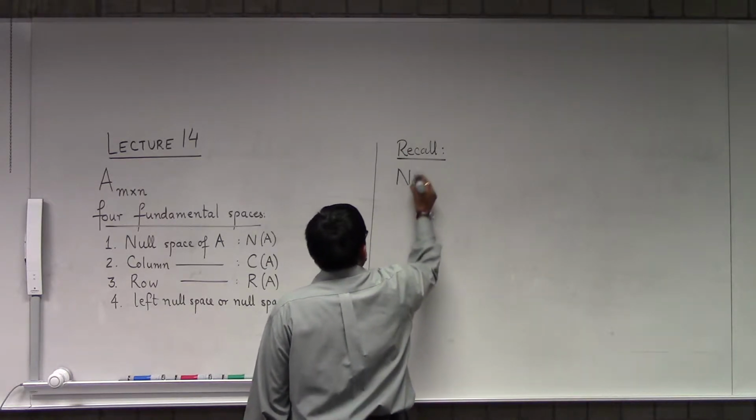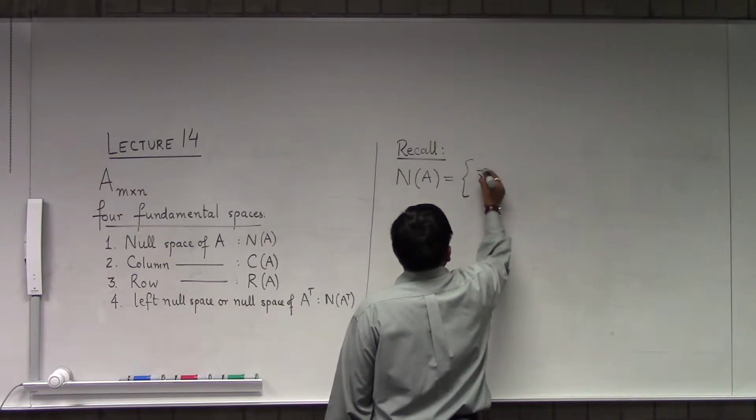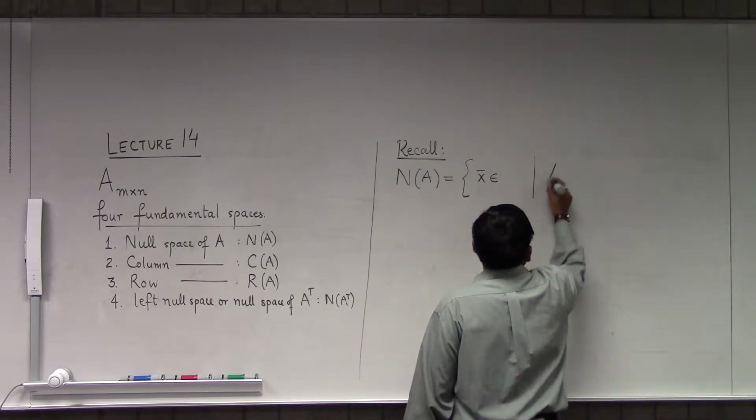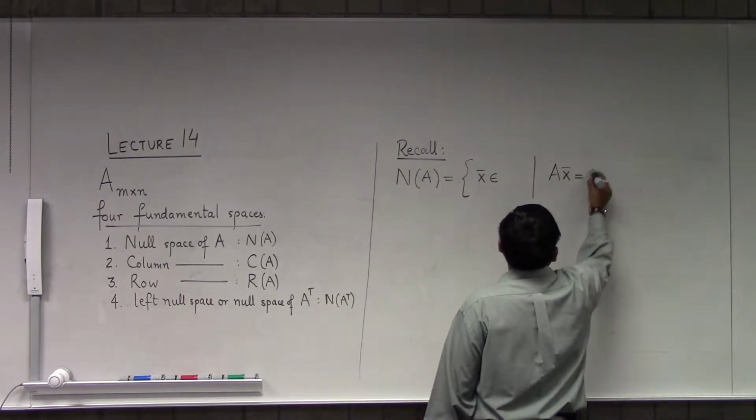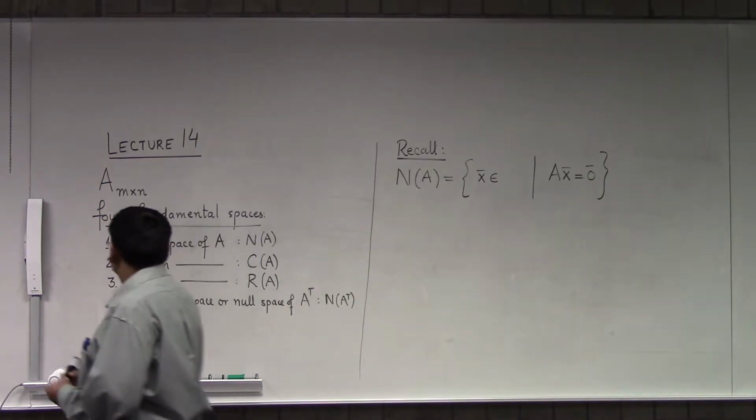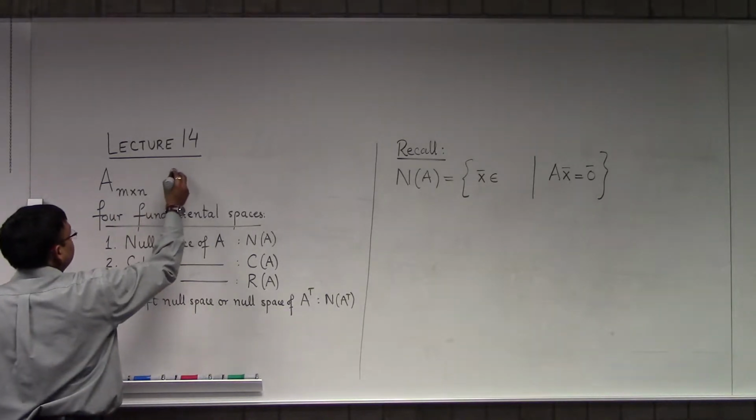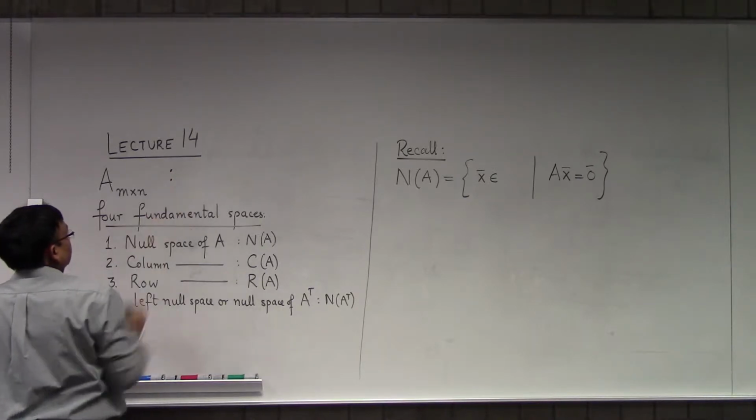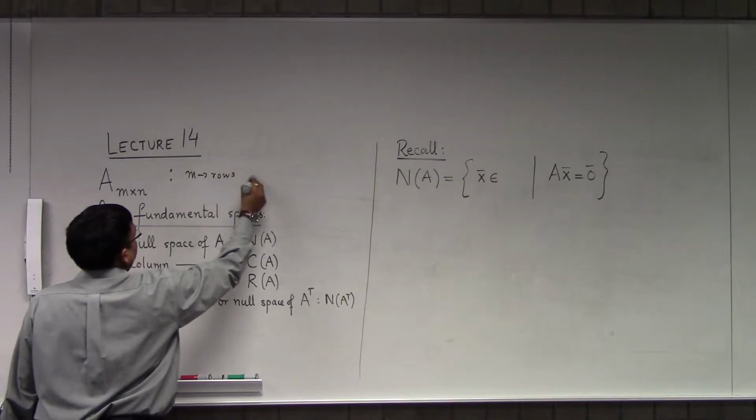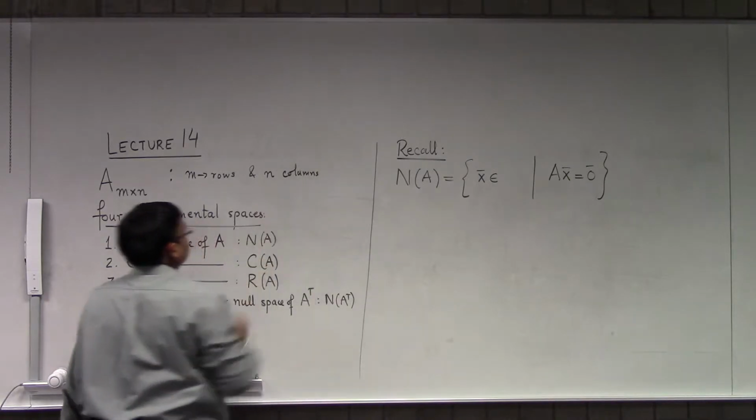We simply defined null space to be all those vectors x such that A times x is 0. I've deliberately left a few details here. When you say A is an m by n matrix, it has m rows and n columns.